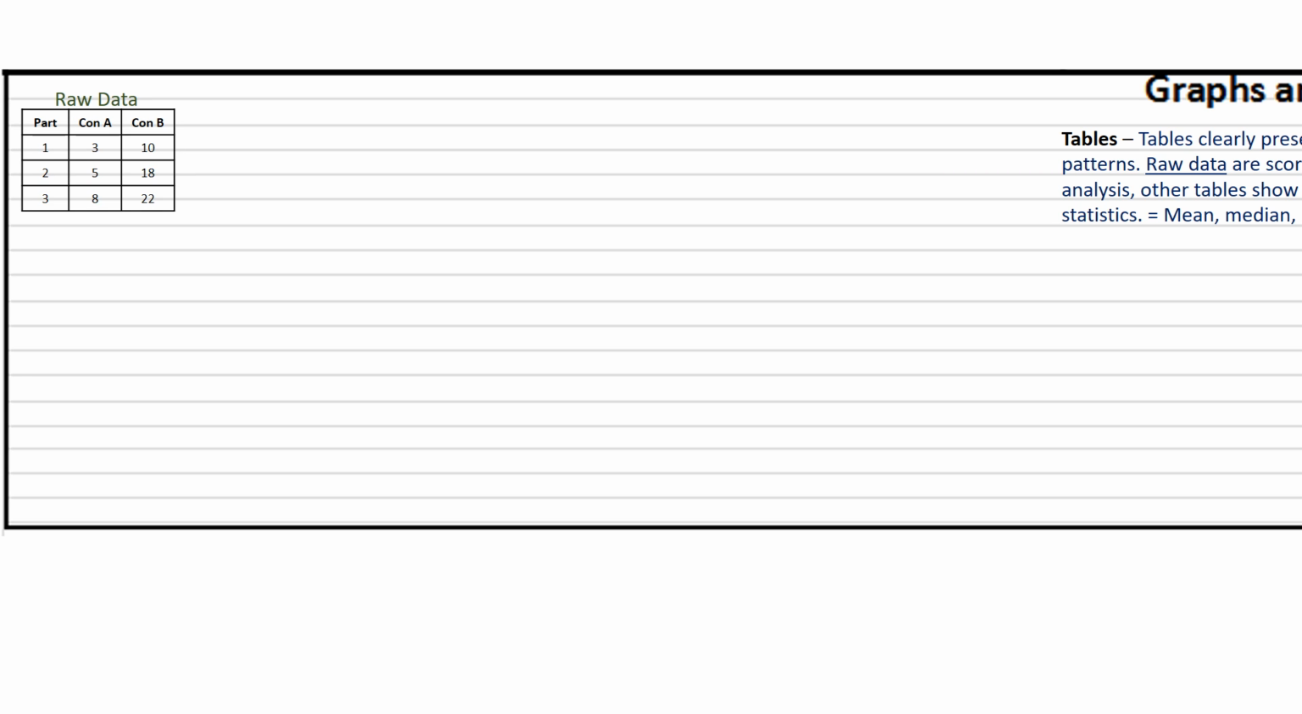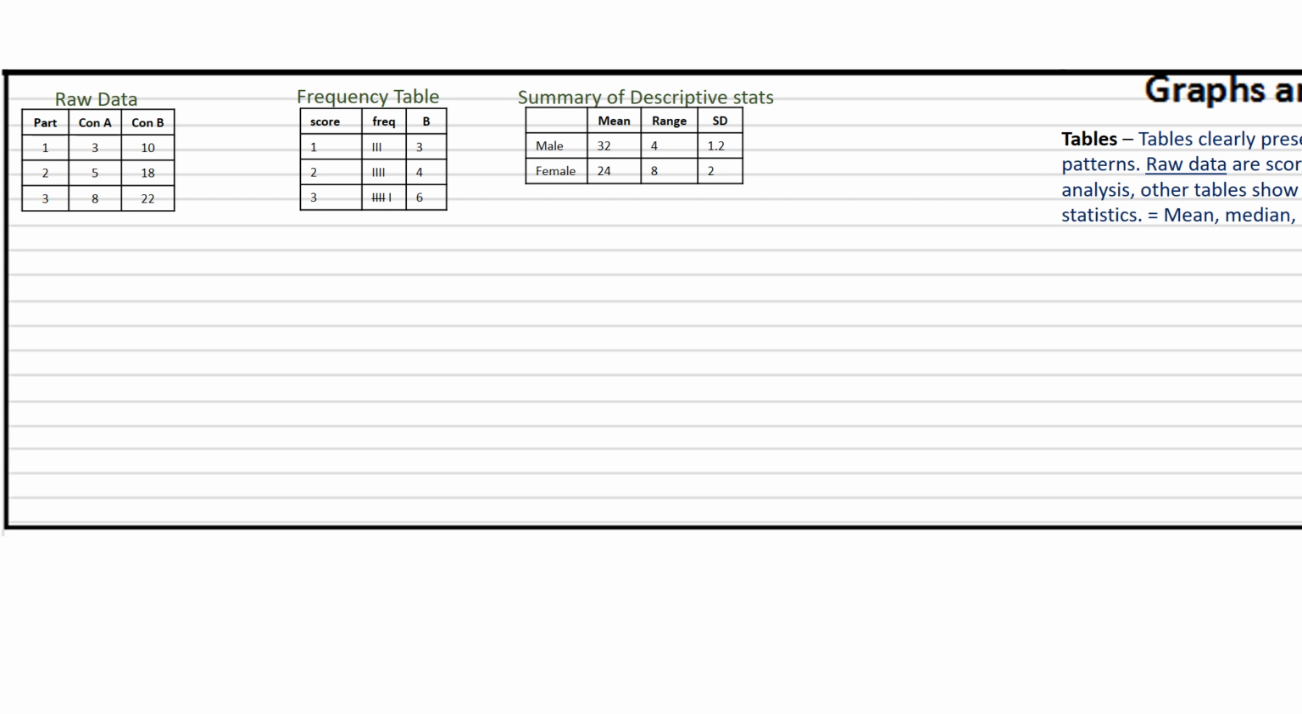So, that would be an example of a raw data table. Participants 1, 2, and 3, what they got in condition A, what they got in condition B. That's fairly simple. Or we could use a frequency table to record perhaps behavioral categories. So 1, 2, and 3 maybe represent 3 different behavioral categories, and we just mark them off. Both of those are raw data tables.